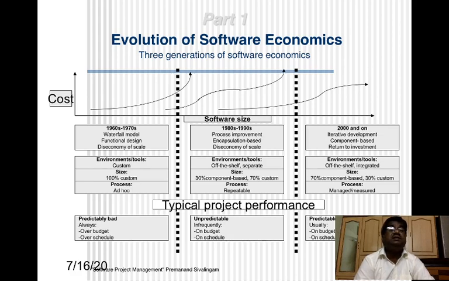The first generation is called the conventional model, and the second one, 1980s to 1990s, is called the transition period. It is a bridge between conventional and modern. Modern is after 2000 onwards, the software development process called modern practice. The third one is called modern practice. Now all software companies today are following modern practice and principles.